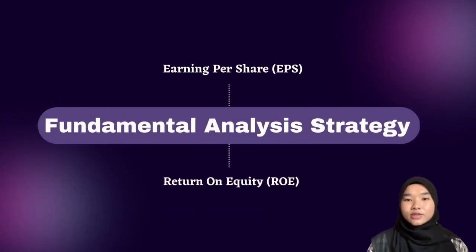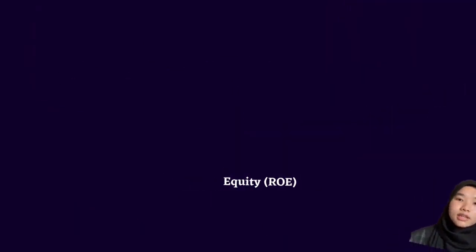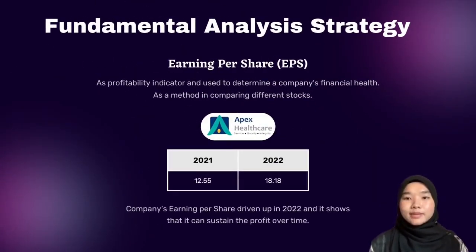Fundamental analysis is used as a method in determining a stock's real or fair market value. The objective of this analysis is to help predict the future price movement, whether the stock is undervalued or overvalued. The indicators used in this analysis are earnings per share and return on equity. First and foremost, we take an example of one of the companies that we traded, which is Apex Healthcare, known as HEALTH.